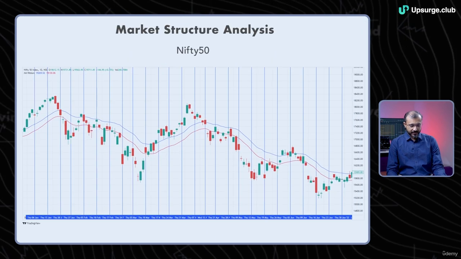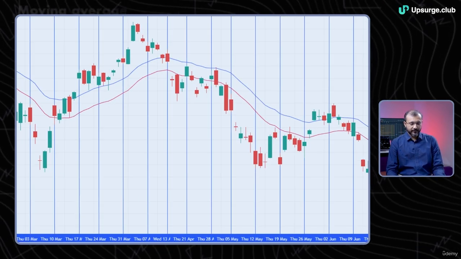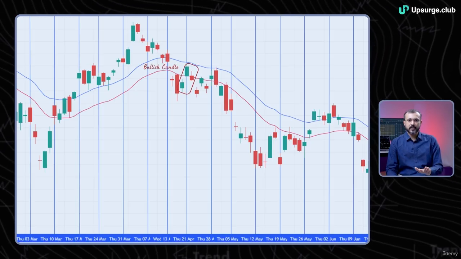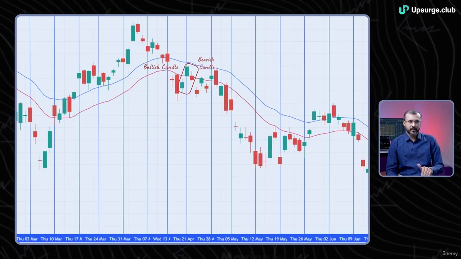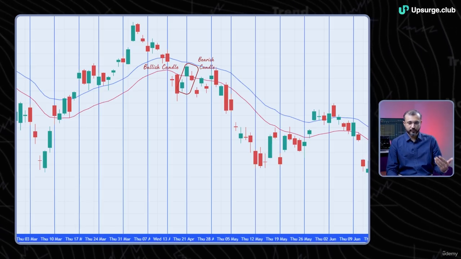The next market structure high got formed on 21st and 22nd of April. Here we have two bullish candles, so two higher closes, and the third candle is a bearish candle. We have a gap down, and the market saw some bearish pattern and bearish movement.